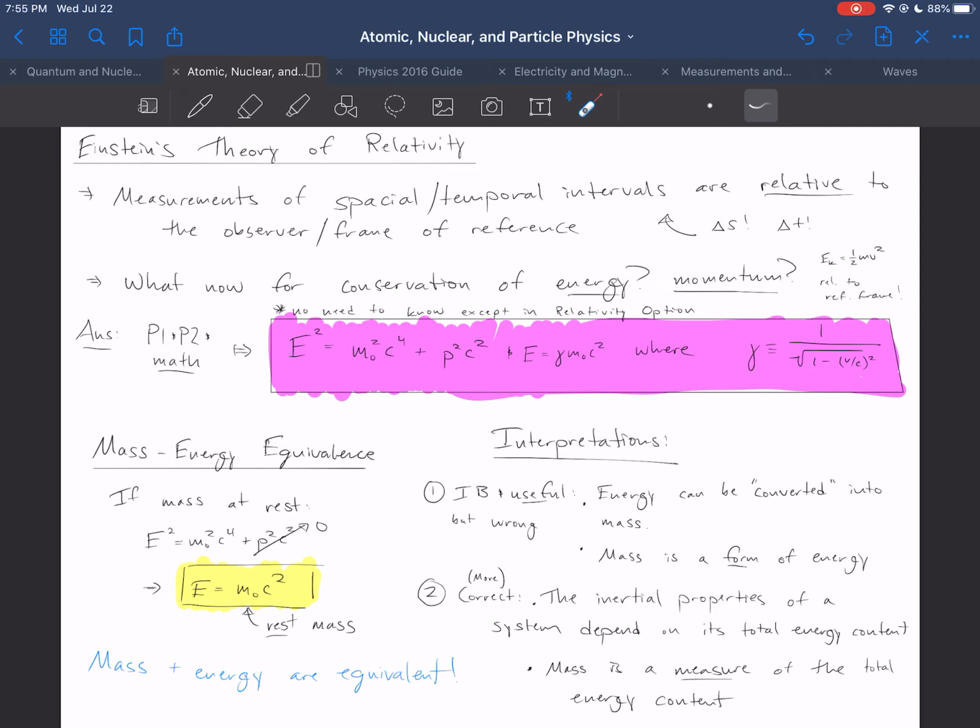Now, this had several interpretations. The IB and useful one, in which we consider energy being converted into mass, or vice versa. But then the more correct version, in which we consider the inertial properties of a system depend on its total energy content. In other words, mass is a measure of the total energy content. If the energy content of the system increases for any reason, the inertial properties of that system also increase.